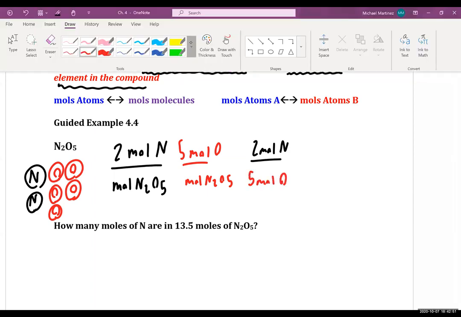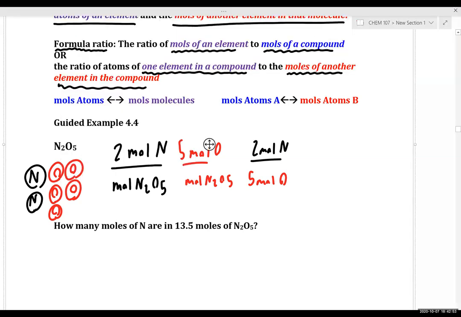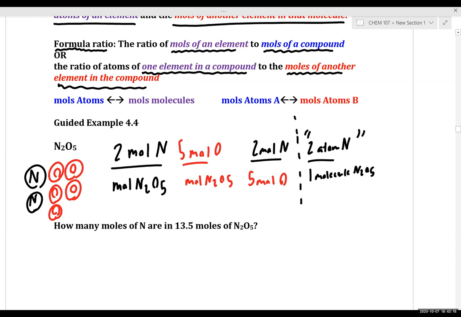Now, in addition, we can also write this ratio as a ratio of atoms. So these are our mole to mole ratios, but we can just as easily say we have 2 atoms of nitrogen per 1 molecule of N2O5. So we can just as easily write these ratios in terms of atom ratios.